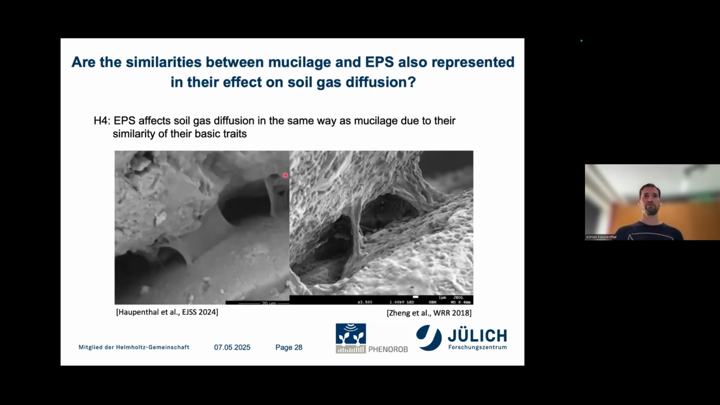So this leads us now to my last research question. Are the similarities between mucilage and EPS also represented in their effect on the soil gas diffusion? And the hypothesis was yes. I expect, due to the similar formation of these liquid structures between the particles and the similarity in the basic traits, they will have the same effect.